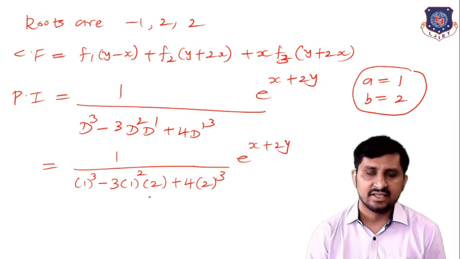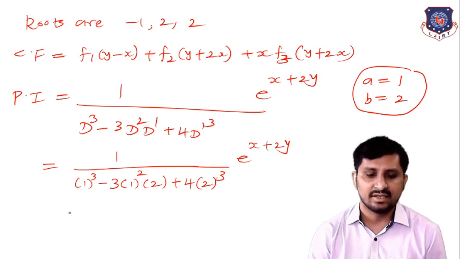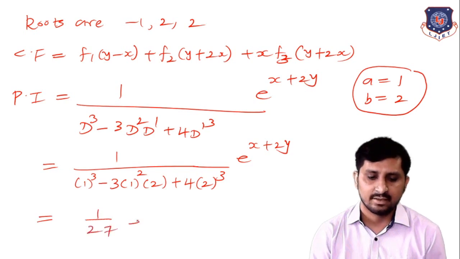Now easily you can simplify. This is 2 raised to 3, so that is 8. 8 into 4, so that is 32, plus 1, so that is 33, and this minus 6, so 27. So the final answer is 1 upon 27 e raised to x plus 2y.